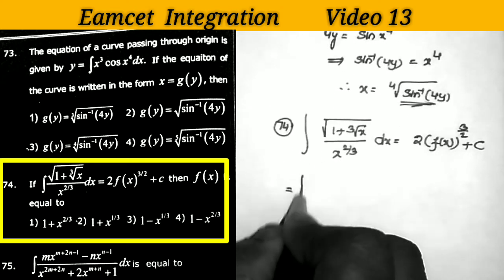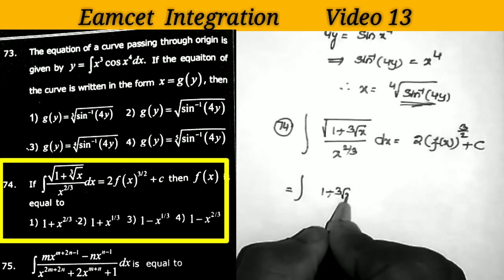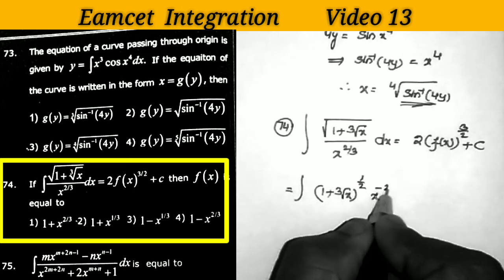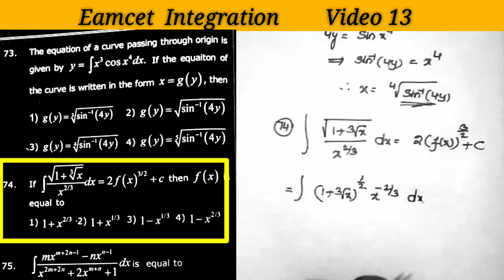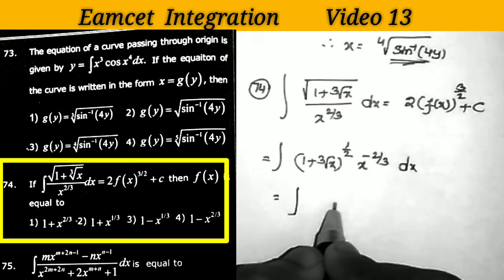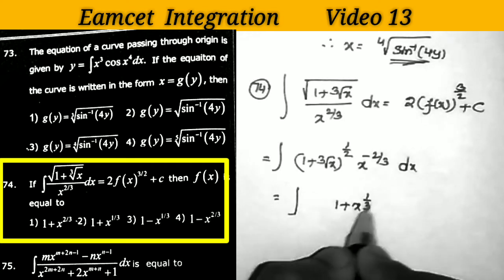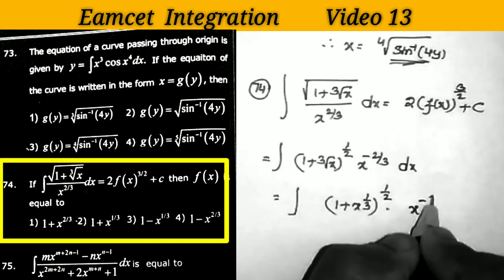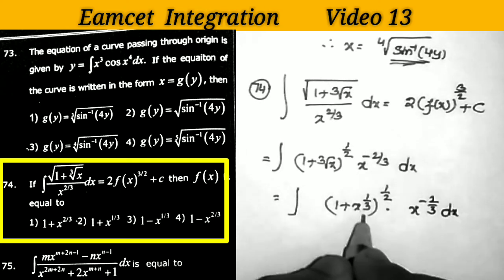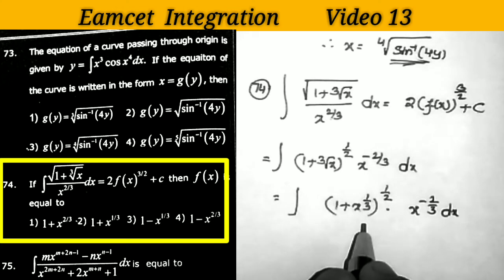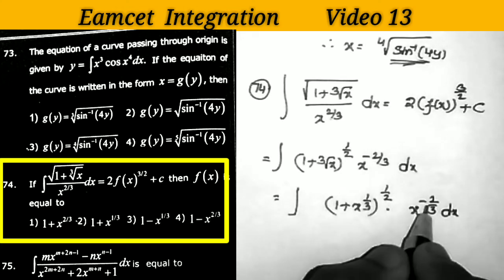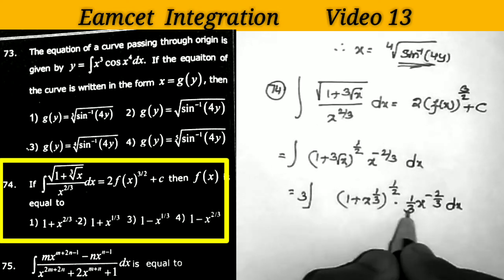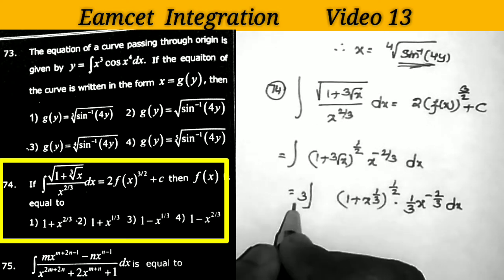Now this is equal to the integral of (1 plus cube root of x) to the power 1 by 2, into x to the power minus 2 by 3, dx. The cube root of x is x to the power 1 by 3, so this is the integral of (1 plus x to the power 1 by 3) to the power 1 by 2, into x to the power minus 2 by 3, dx. Now, what is the derivative of x to the power 1 by 3? It is 1 by 3 into x to the power 1 by 3 minus 1, that is 1 by 3 into x to the power minus 2 by 3. We apply the constant 1 by 3 and 3 to the given question like that.